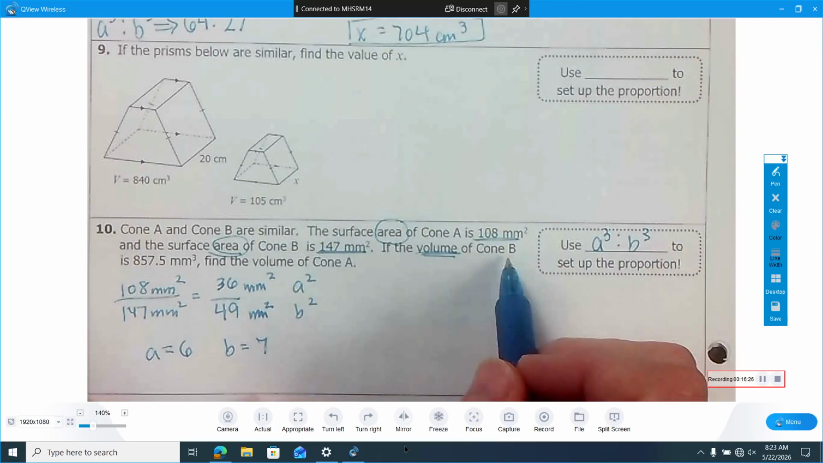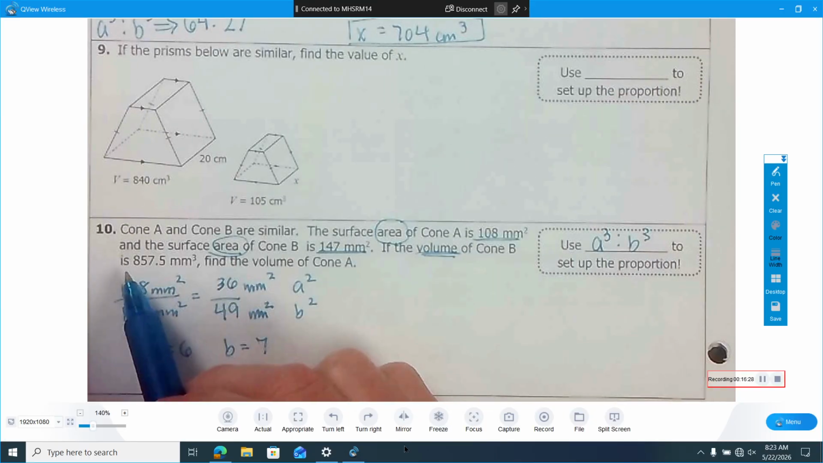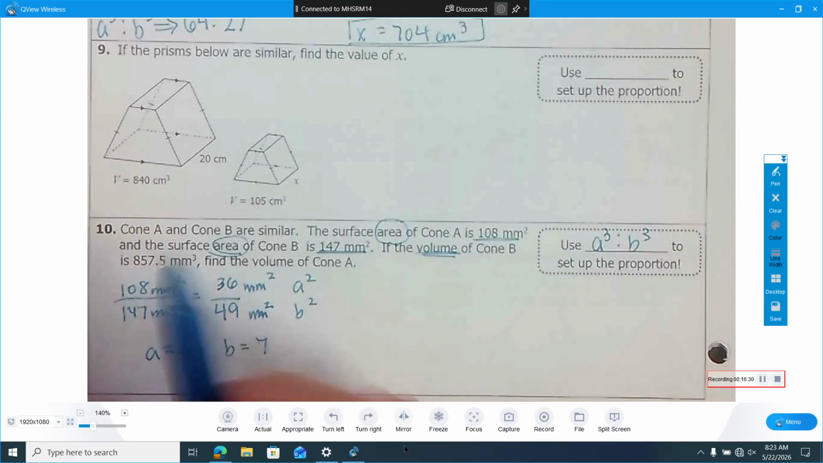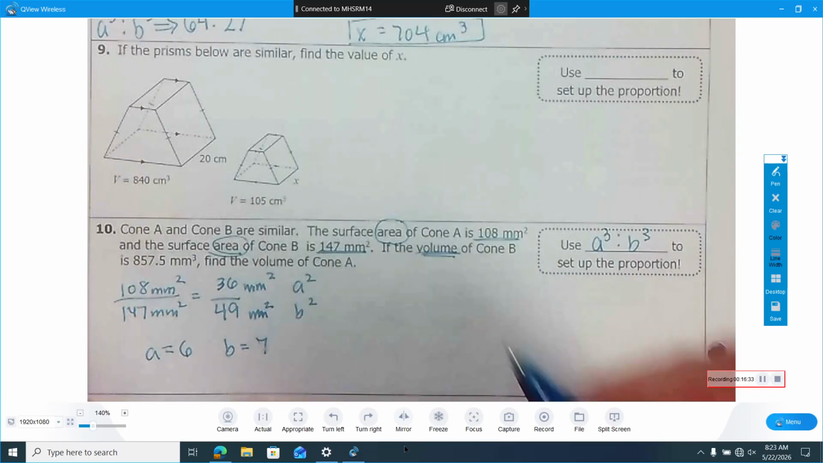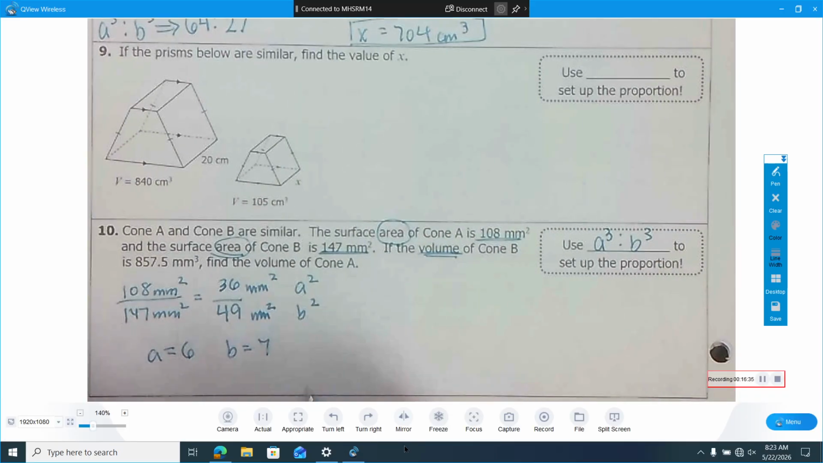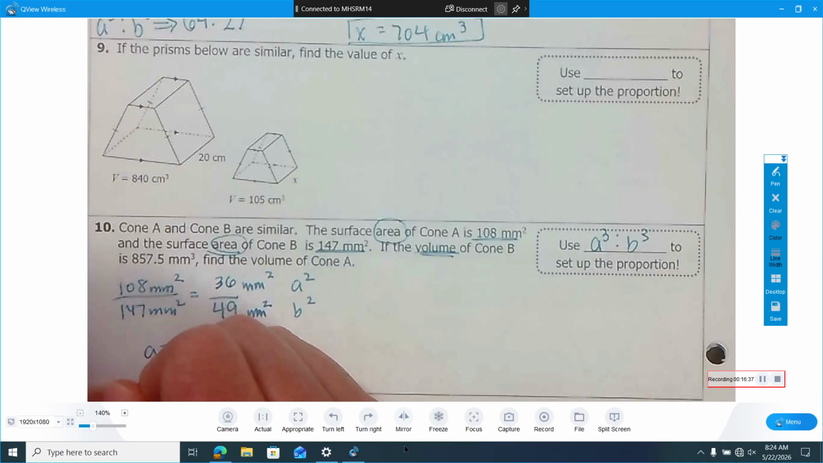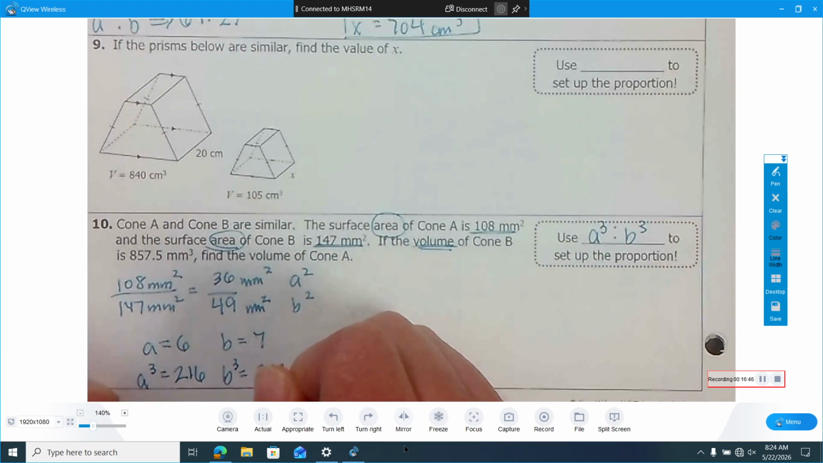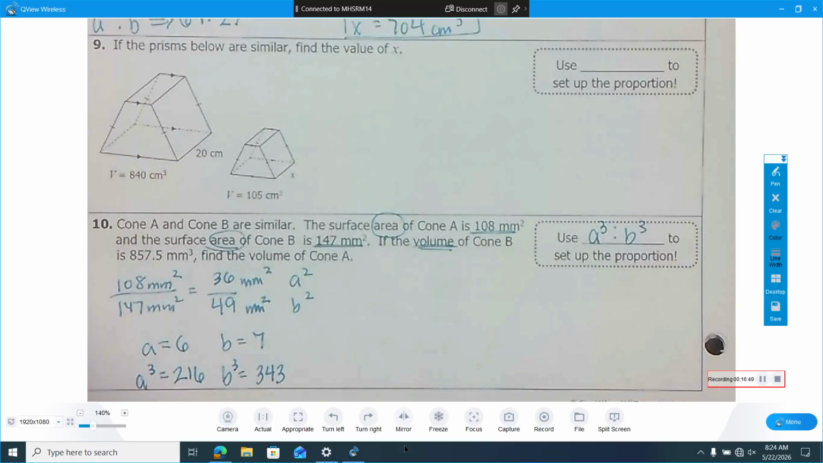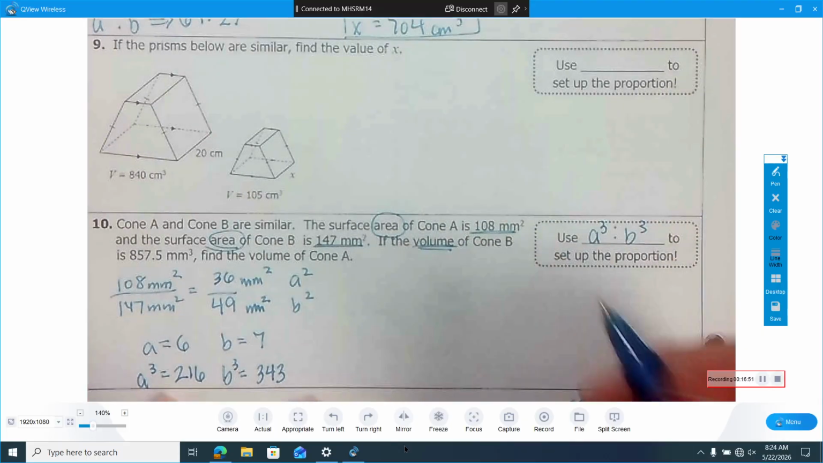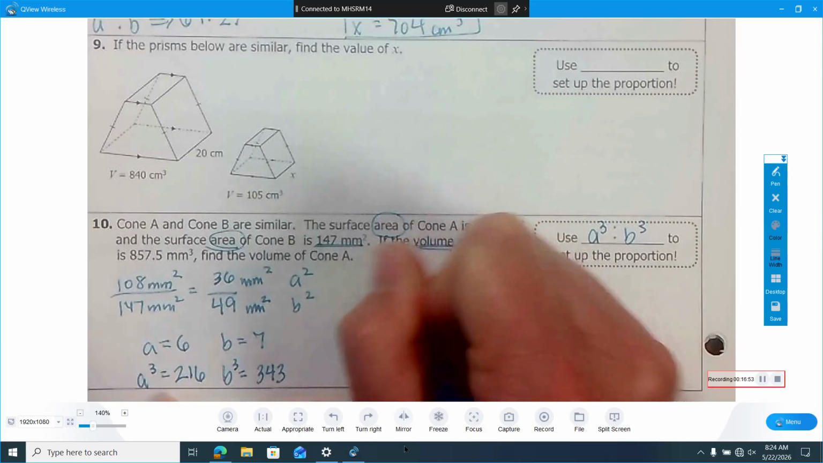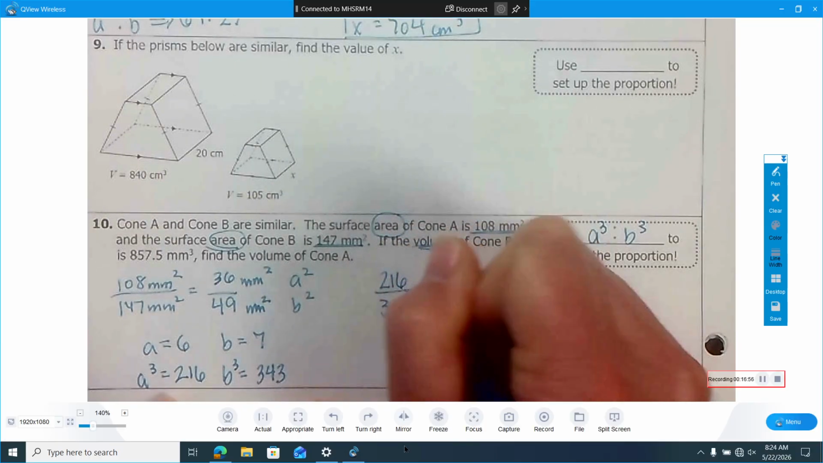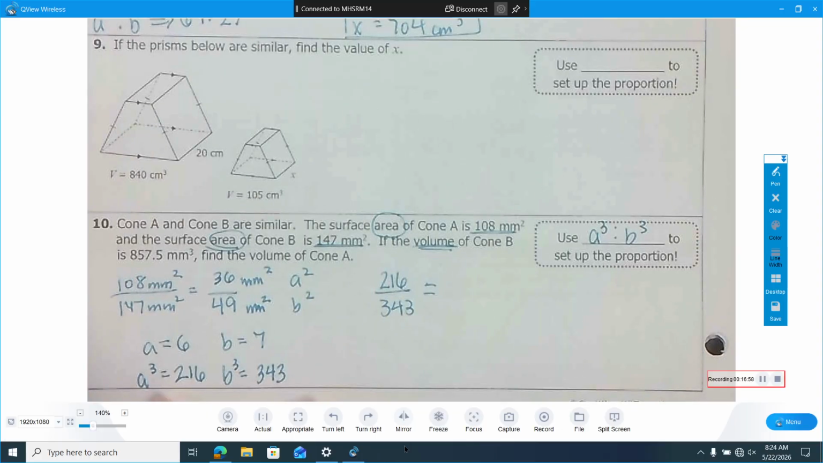So it says if the volume of cone B is 857.5, find the volume of cone A. All right, well, we got to cube these things. A cubed, 6 times 6 times 6, 216. And B cubed is, oh, my favorite one. 343. 7 cubed. Yeah, 343. All right, so I'm going to set that up. So 216 over 343. Those are my volumes cubed.